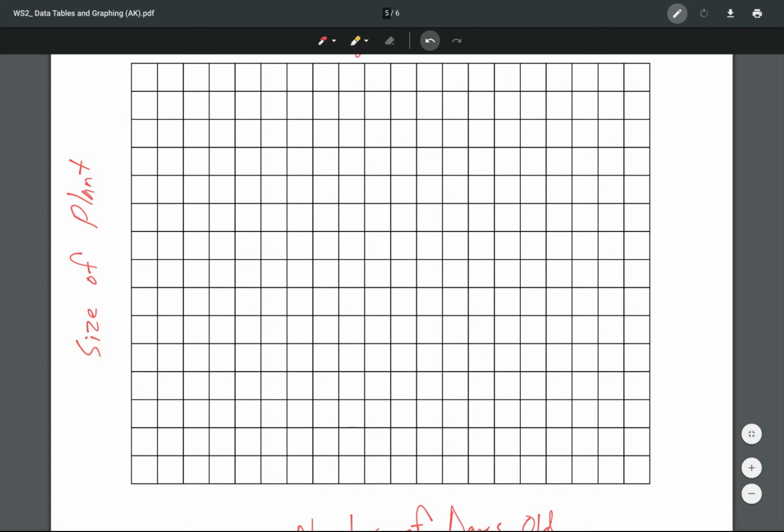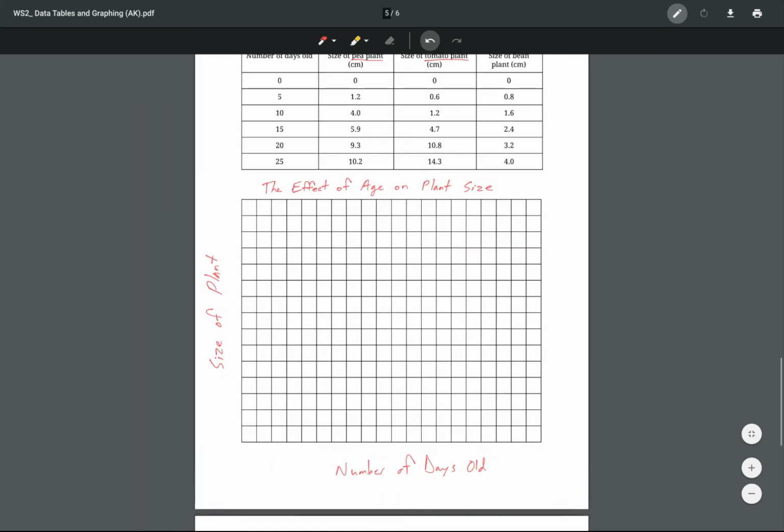Then we need to figure out what the intervals are going to be on each axis here. So to do that, I need to figure out what the largest number is for each of these axes. So I'll start with the bottom axis for the number of days. The largest number in that data is 25. And so I'm going to write down 25. And now I have to count how many spaces there are on this side of the graph. 1, 2, 3, 4, 5, 6, 7, 8, 9, 10, 11, 12, 13, 14, 15, 16, 17, 18, 19, 20. So there are 20 spaces on the bottom of my graph.